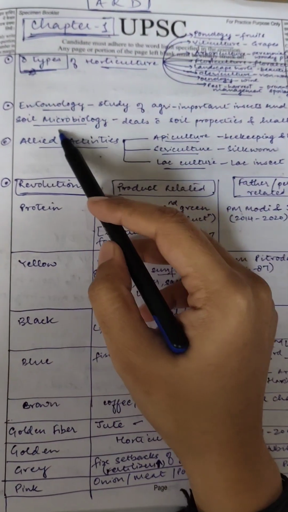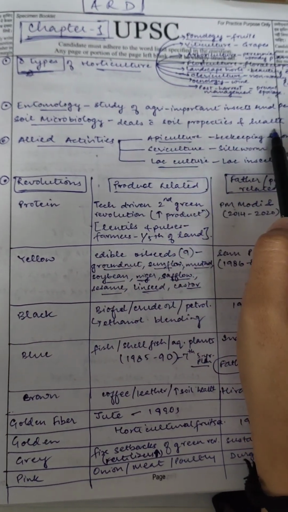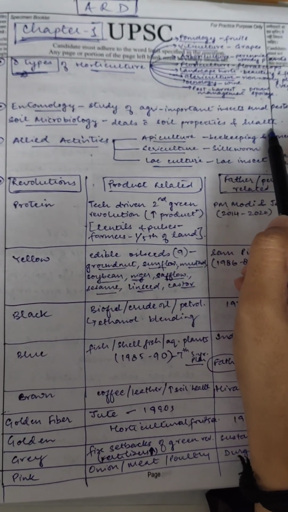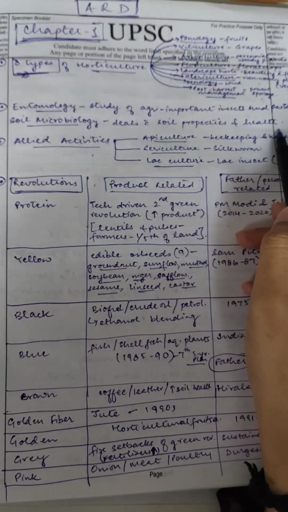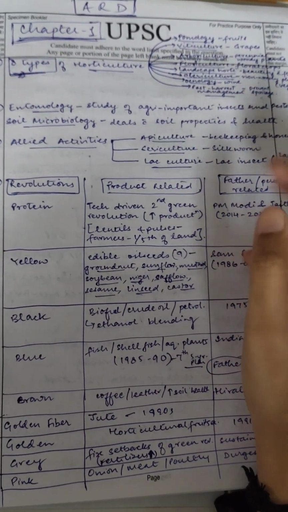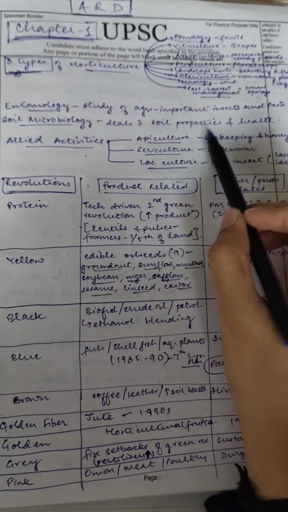Soil microbiology is the next term. It deals with soil properties and health, the health of the soil, which means how much manure and organic material there is, and what the level of pH is, etc.